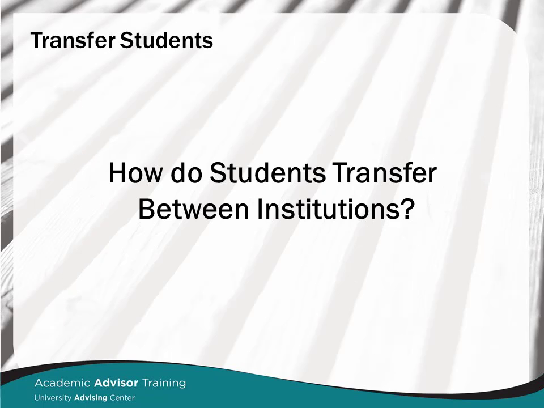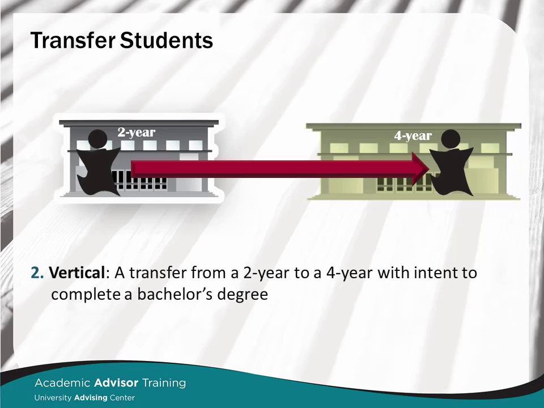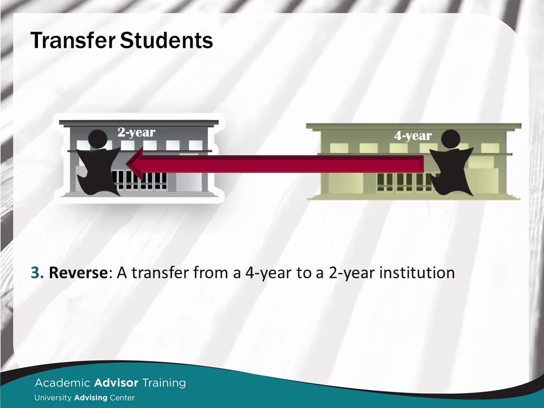Transfer pathways. How do students transfer between institutions? There are various ways that students transfer between institutions. 3 common transfer pathways are: lateral is a transfer to the same type of institution. For example, a transfer from one 4-year institution to another 4-year institution. Vertical is a transfer from a 2-year institution to a 4-year institution with the intent of completing a bachelor's degree. Reverse is a transfer from a 4-year institution to a 2-year institution.